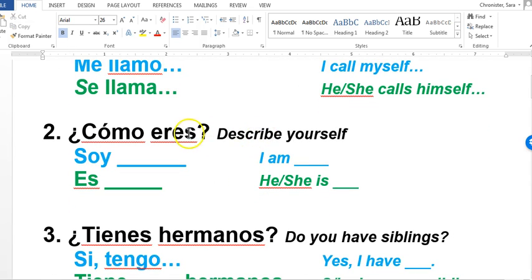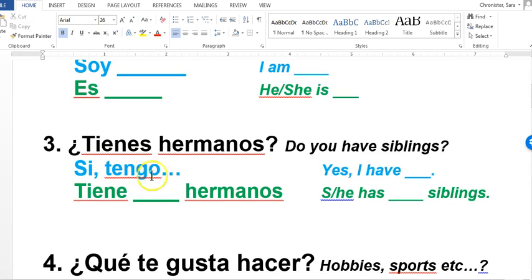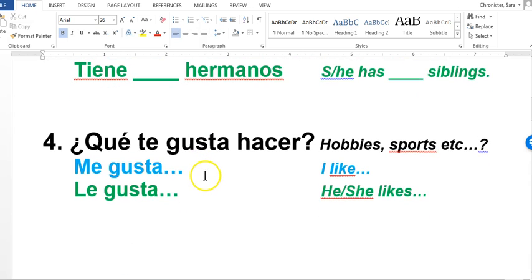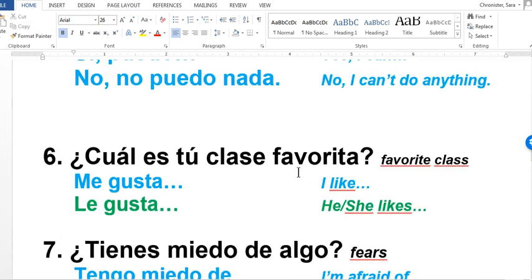¿Cómo eres? They get that mixed up a lot in Spanish. Do you have any siblings? Because I want them to get used to seeing tengo versus tiene. What do you like to do? So here they're using the I like. This is a good thing to know for them. Do you have an interesting talent? Here we have puedo, right? That can be difficult for Spanish speakers. Plus it's really interesting what they say their talent is. My talent, they've decided, is giving tests and quizzes. So I'm known as the quiz teacher.